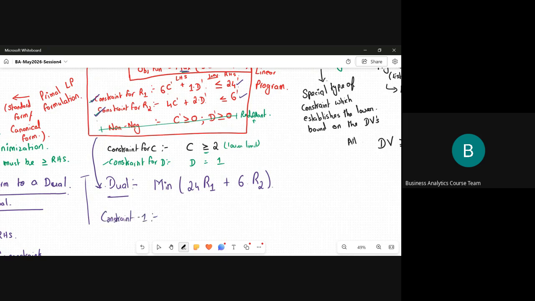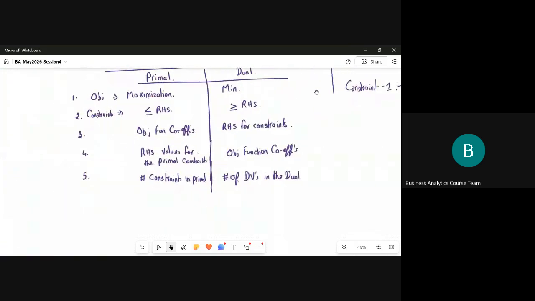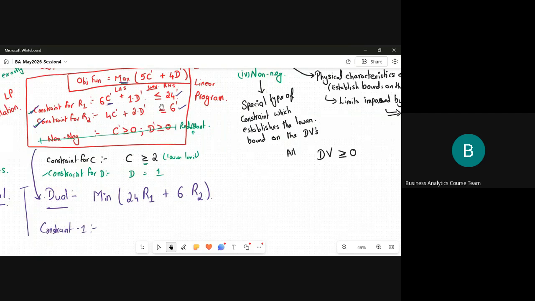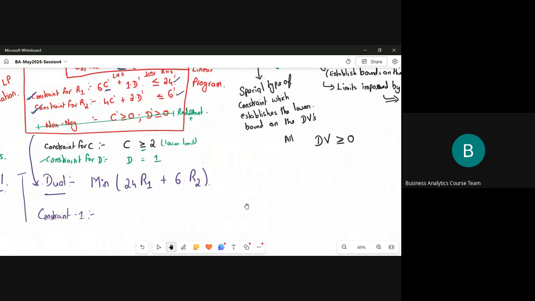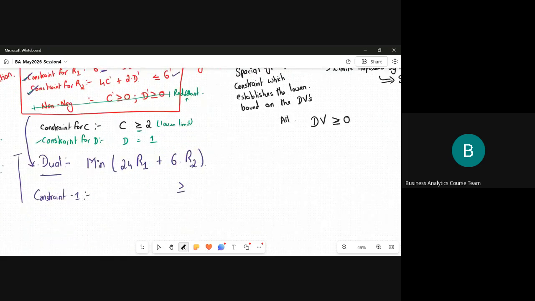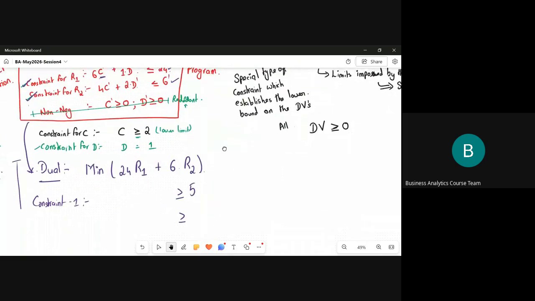The constraint number 1 will correspond to the first decision variable, which is C. So it must be less than or equal to 5. Sorry. Did I write it here or did I forget? I wrote it. Greater than or equal to, no? So this is a less than or equal to constraint. It will become greater than or equal to, and the RHS value will come from the objective coefficient. So 5 and greater than or equal to 4.